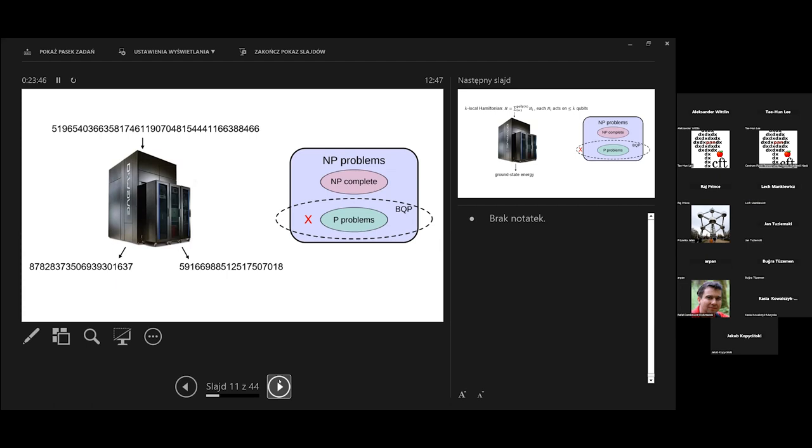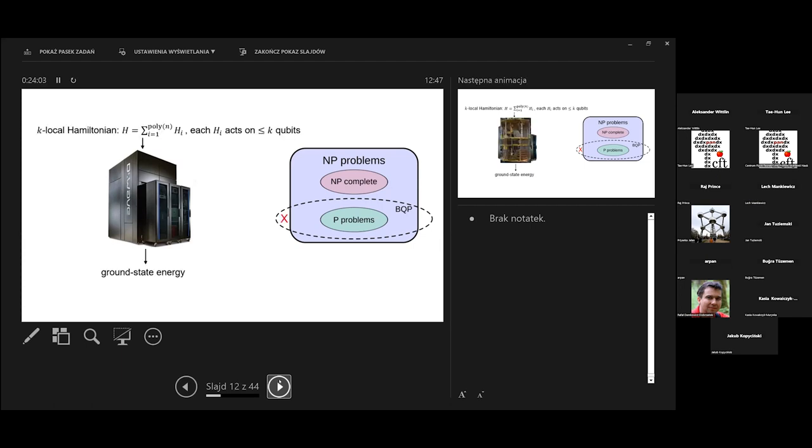But as you see, the class BQP is not fully contained in NP. So there are some problems here that you can solve efficiently with a quantum computer, but whose answer you cannot verify efficiently with a classical computer. And one example is the local Hamiltonian problem. So what is this problem? You're given a Hamiltonian on n qubits, and this Hamiltonian is a sum of terms where each term acts on at most k qubits. Okay, so only interactions among k qubits at most. So you give to the computer a description of that Hamiltonian, and its aim is to compute the ground state energy. Okay, so it outputs some number.